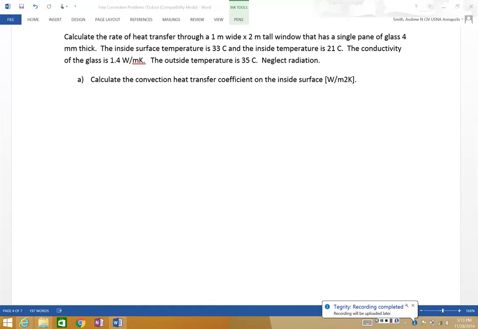Okay, now we're going to do the window problem, our free convection on the inside of a window. So here is our window.